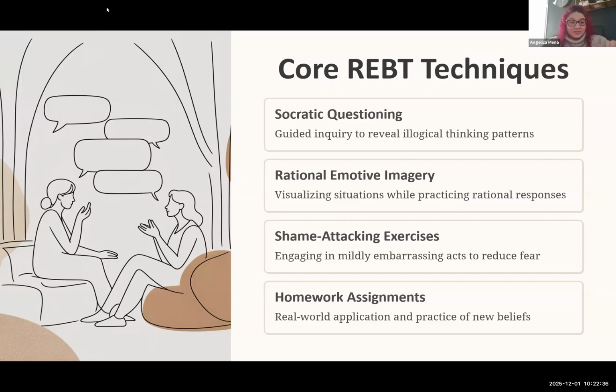And so sometimes to get started with this model, therapists will have pre-formulated worksheets with maybe the ABC in it, and then the client might fill out, okay, what is the activating event? Okay, what is the belief? Okay, what is the consequence? And they will fill it out and then they'll bring it in session.